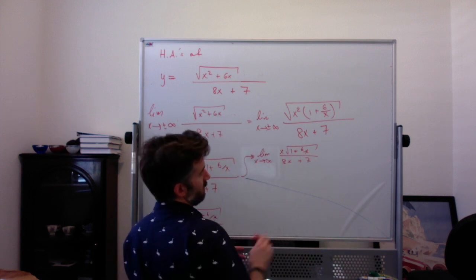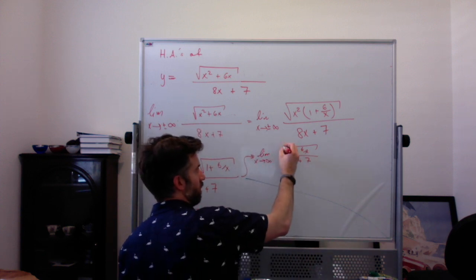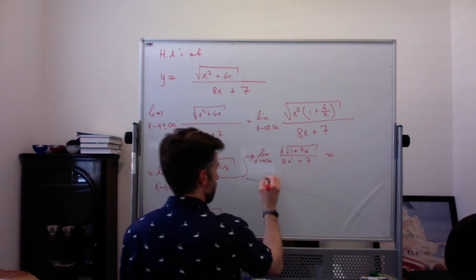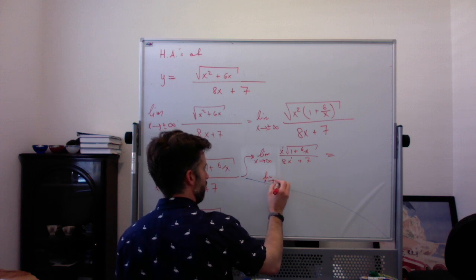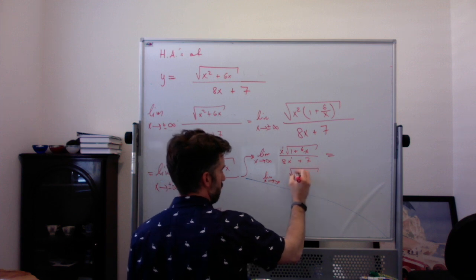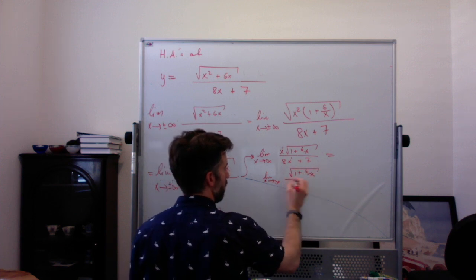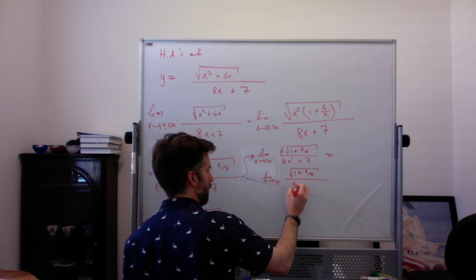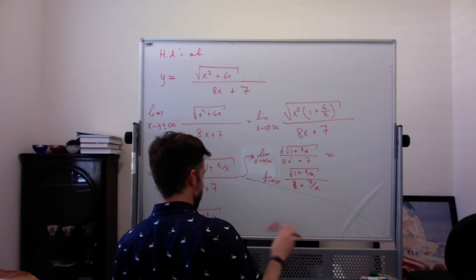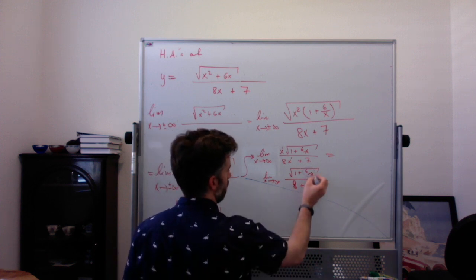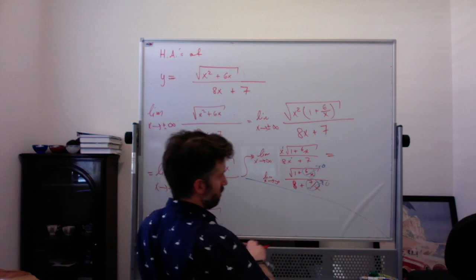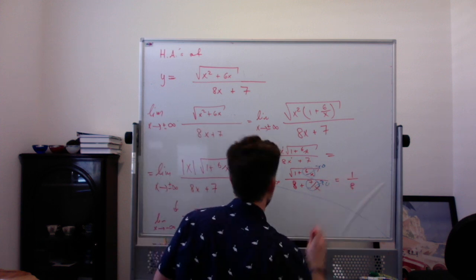So what I'm going to do, now that I've got x as the highest power on top and on the bottom, is divide everything by x. It's going to be the limit as x goes to infinity of, if I divide everything by x, the top divided by x is just going to be the square root of 1 plus 6 over x. The bottom, if I divide each thing by x, I get 8 plus 7 over x. Then if I let x go to infinity, this part goes to 0, this part goes to 0, and I get the square root of 1, which is 1, over 8.